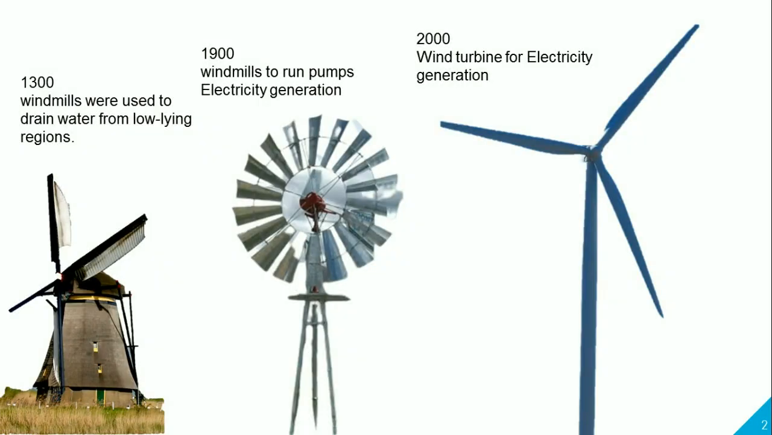Man learned to harness wind energy in 1300. The Dutch used windmills to lift water from low-lying areas. In 1900, there was an improvement in the wind turbine, which was used to lift water from bore wells or open wells.